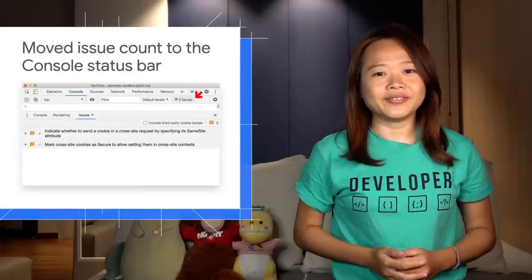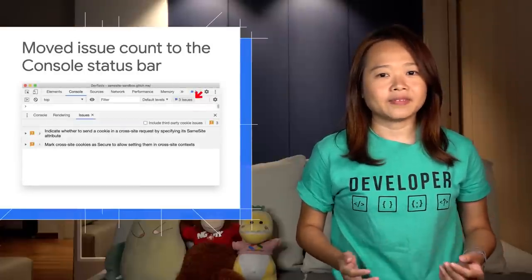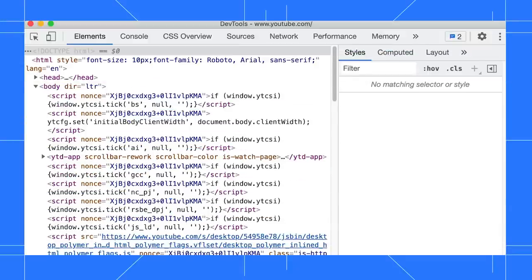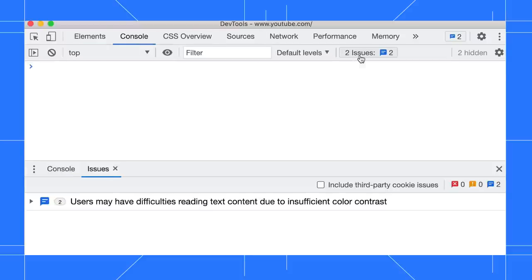DevTools now has a new issues count button on the Console status bar. This button replaces the issues message in the Console. Open the Console, click on the issues count button to open the Issues tab.